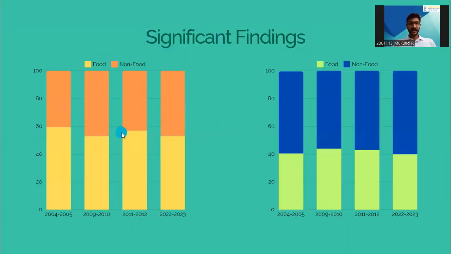Over the period of years, we can also see that the consumption in the rural areas has been more towards food items, and that has been significantly coming down, whereas in the urban areas, the non-food items composition is growing up.